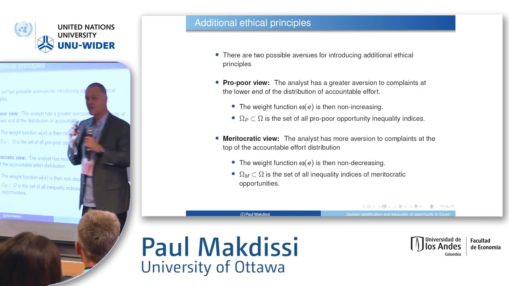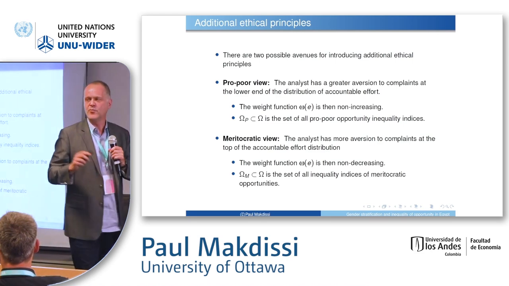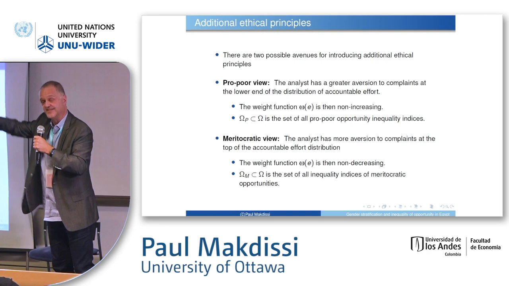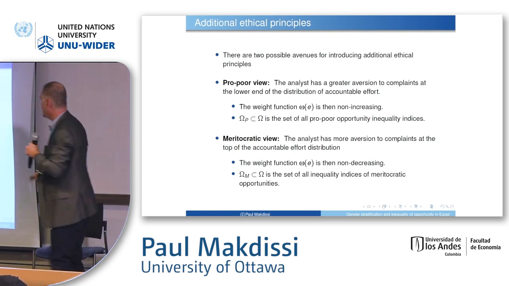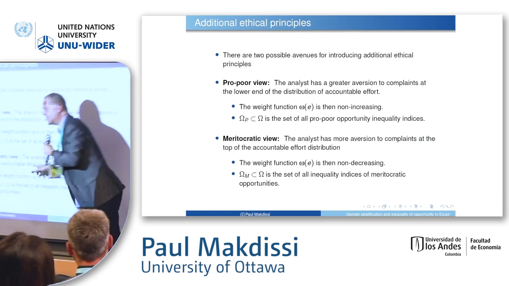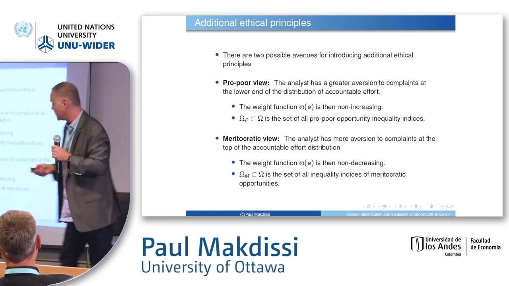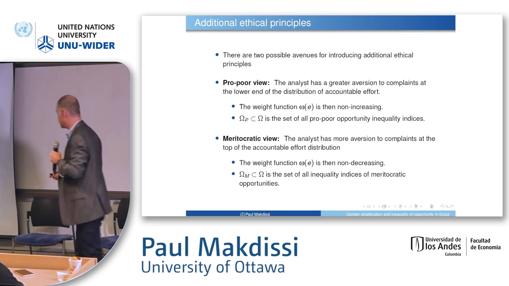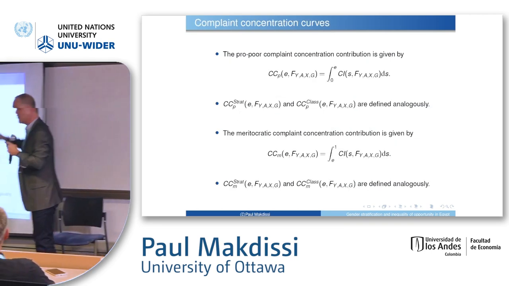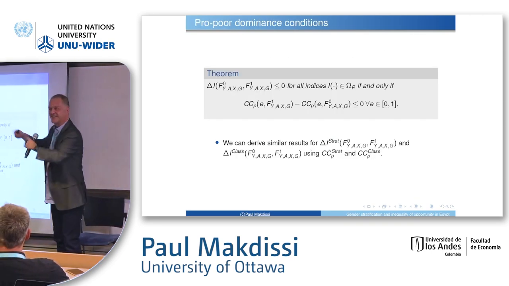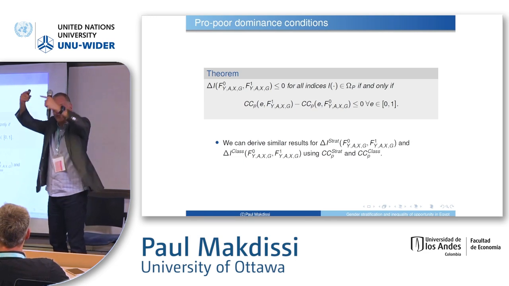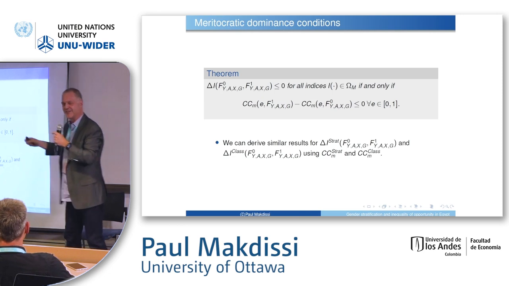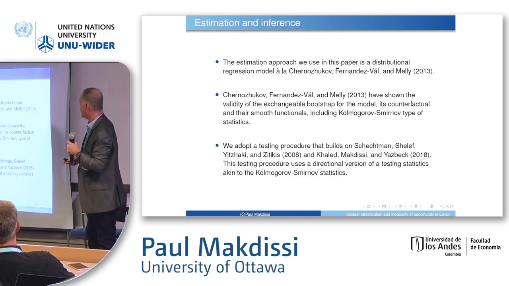If you have a meritocratic view, and what is a meritocratic view? If you have in mind all these stories about glass ceilings and things like this, then you have a meritocratic view. Then you have more weight on the upper part, on high levels of effort, but you're still averse to inequality of opportunity. And we also define curves that, if they don't intersect, then the curve that is the lowest has the lower level of inequality. I go very fast because I don't have a lot of time.